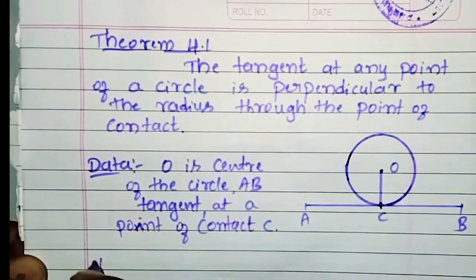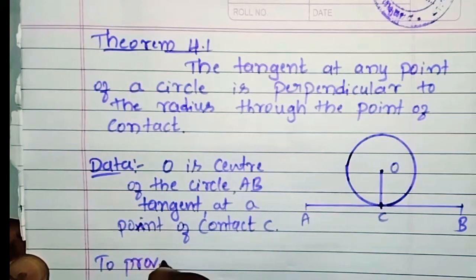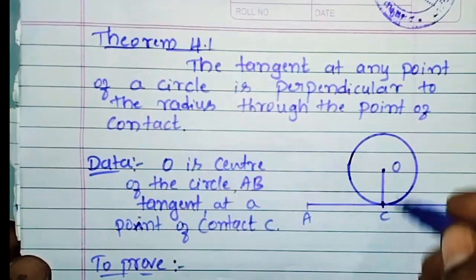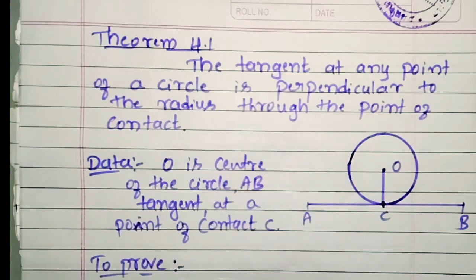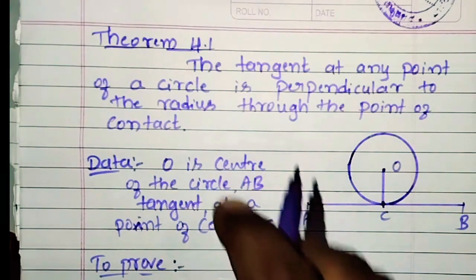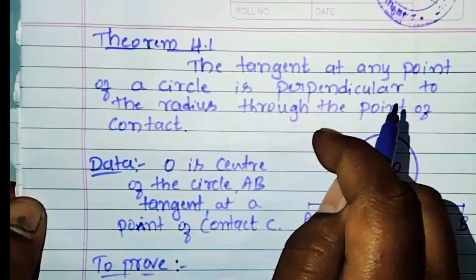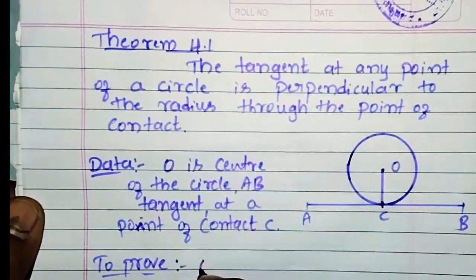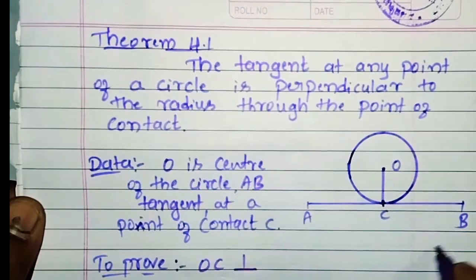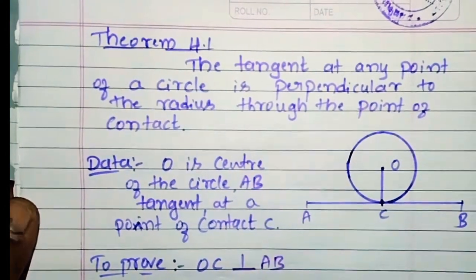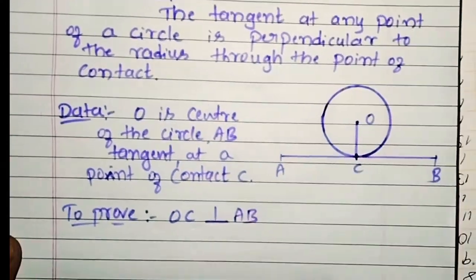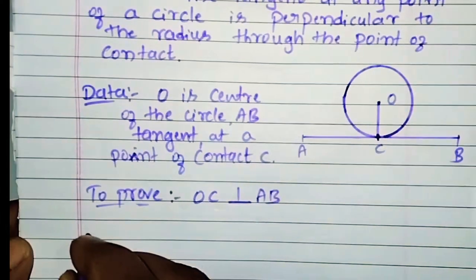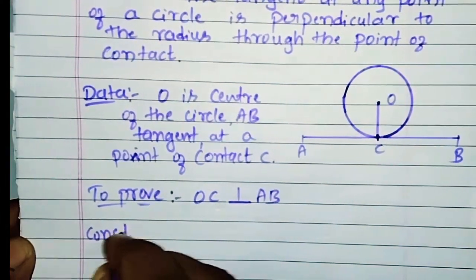Now, to prove what we have to prove, just observe. OC, the radius, is perpendicular to AB. That is what we need to prove: the tangent is perpendicular to the radius through the point of contact. So we need to prove OC perpendicular to AB. Now we need a construction to prove this theorem, so let's construct.